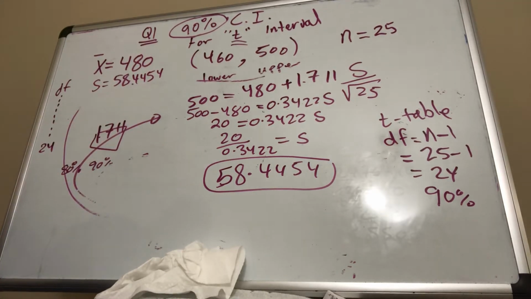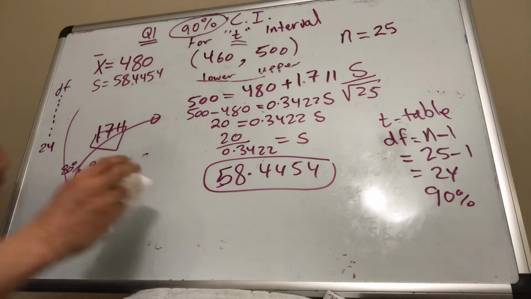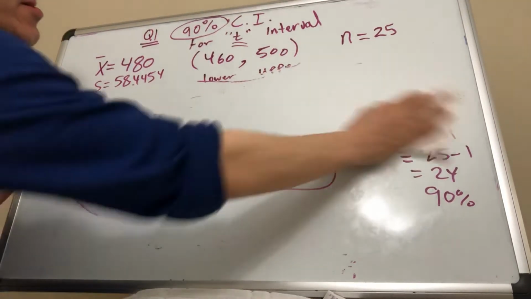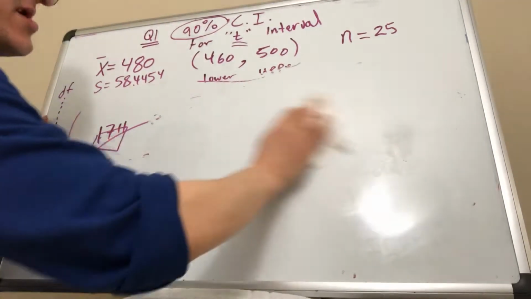Now, going back to the question, they want you to do a 99% confidence interval for the same question. So they want you to find the lower and the upper.